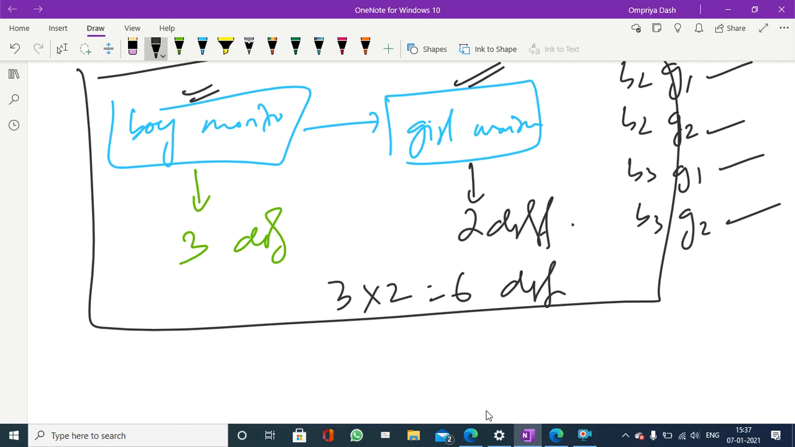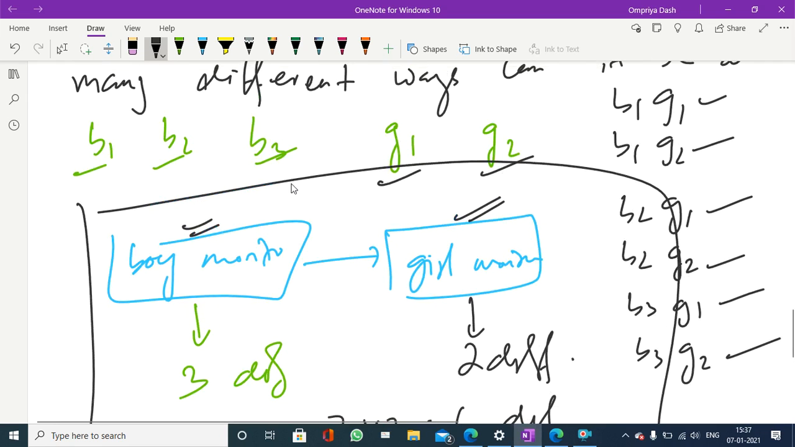Boy monitor can be chosen in 3 different ways, and the entire task is being carried out in 2 into 3 is equal to 6 different ways. You will get the same answer. So you see here, the order in which the 2 events are happening doesn't matter here, right? That doesn't matter here. Clear?